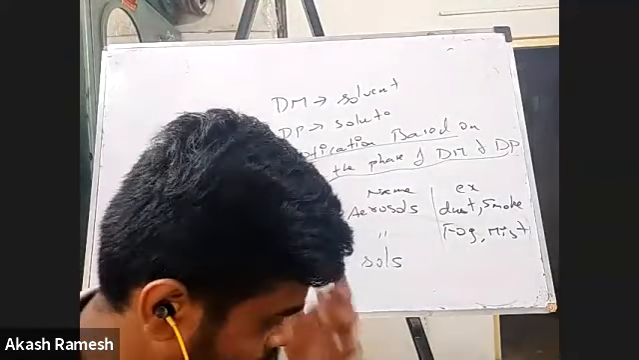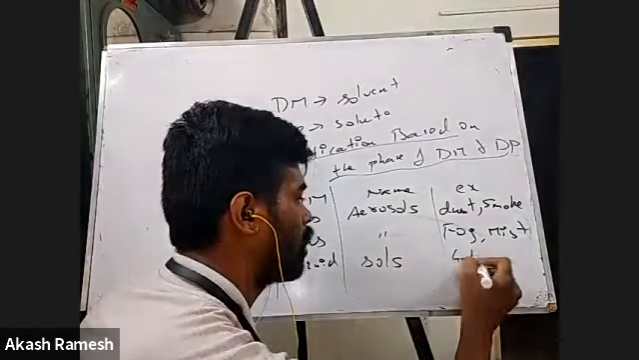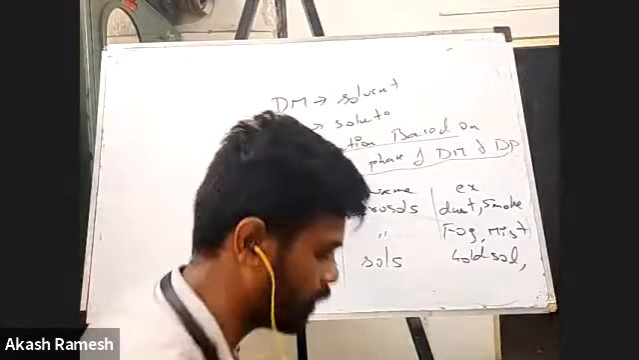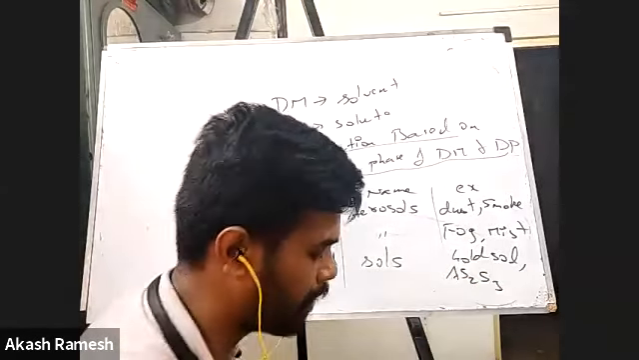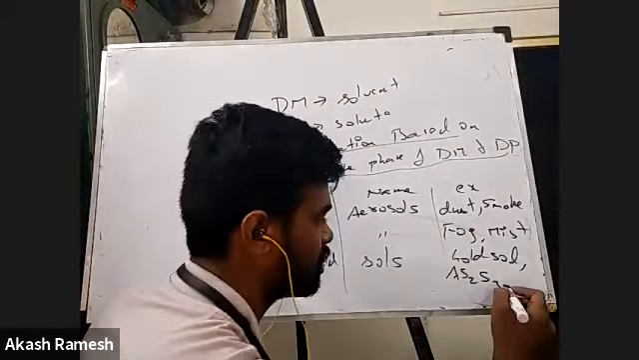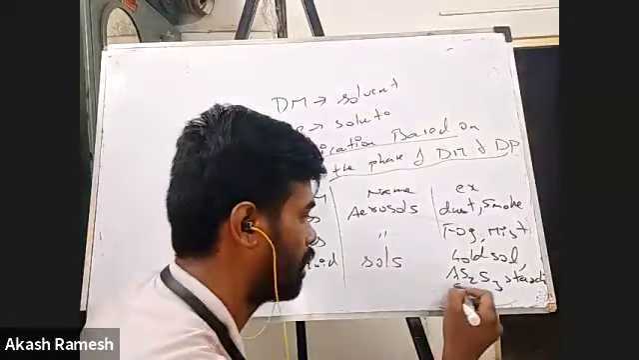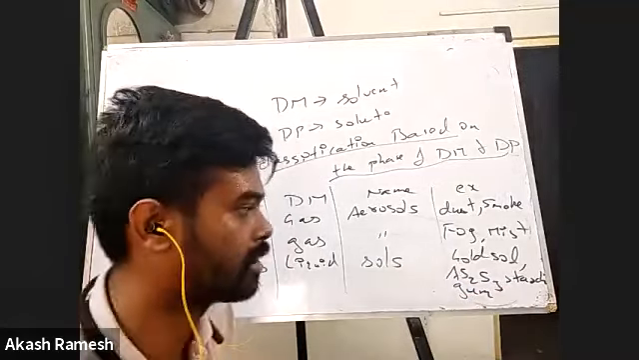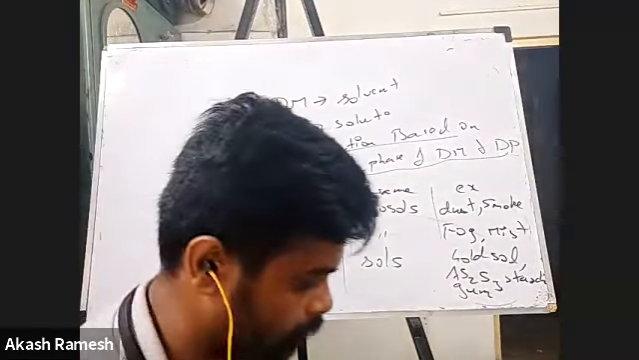And obviously, if you look at the examples, there are so many. Say gold sol, I have arsenic sulfide, even starch, gum, I would say gum. All these are examples for your sols. Okay, moving on.